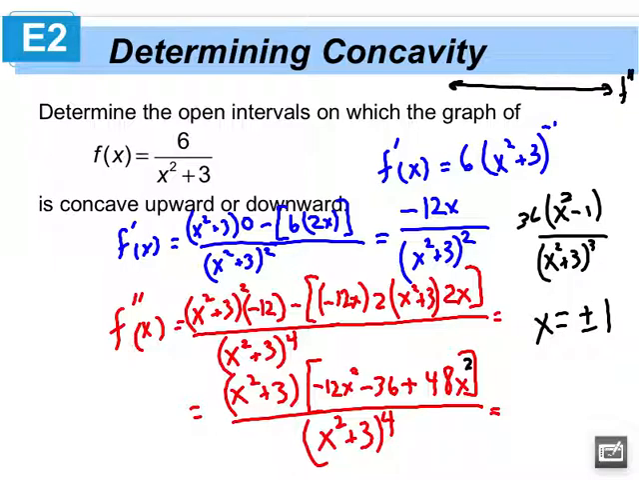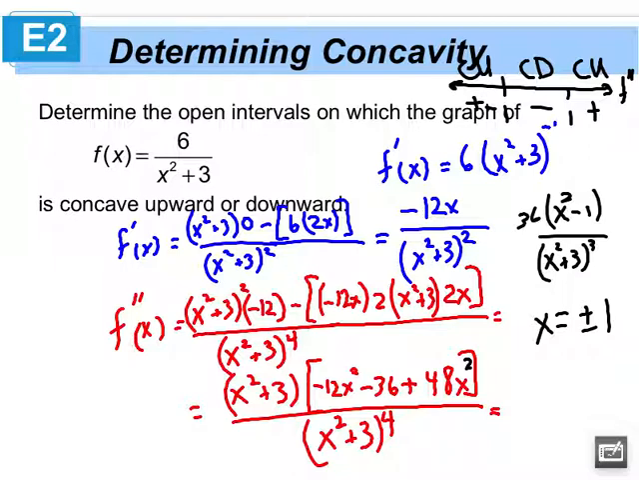F double prime: negative 1, 1. Put in a big honking negative number there. This top is going to be positive over the bottom, always positive, so that's concave up. Put in 0, negative over positive is negative, concave down. Then put in a big honking number, that'll be positive, concave up. There we go.